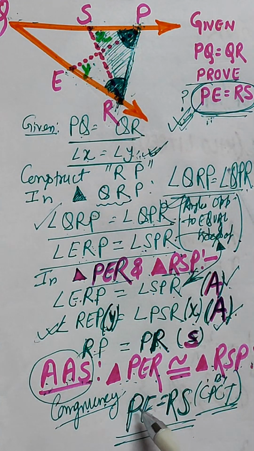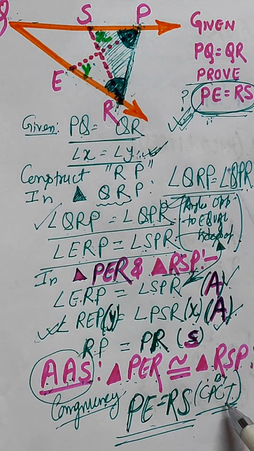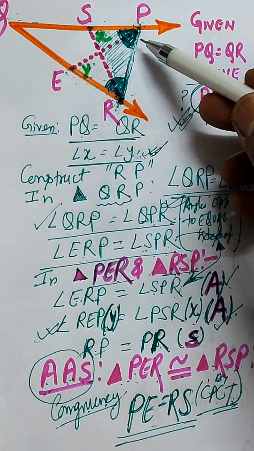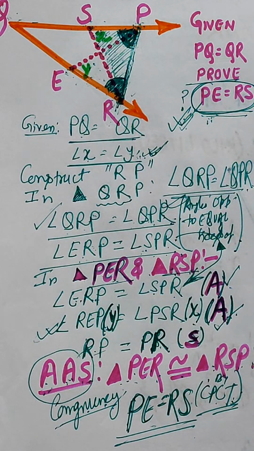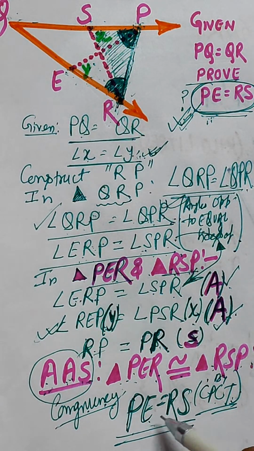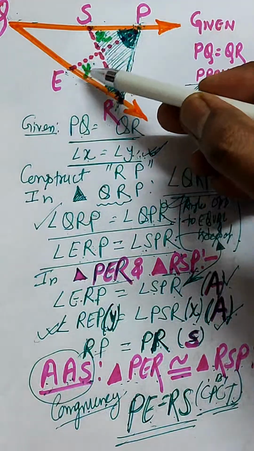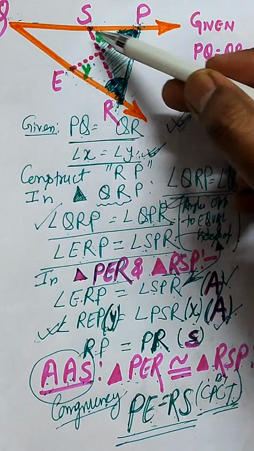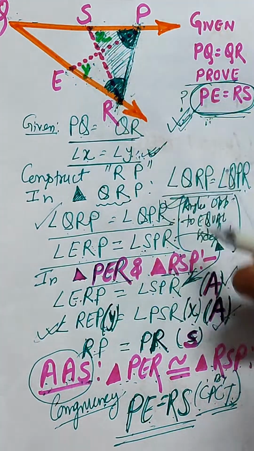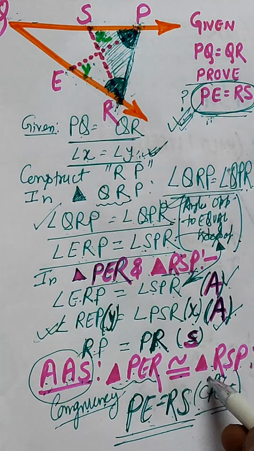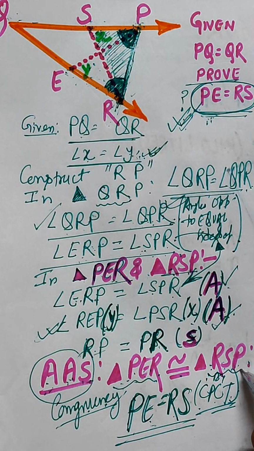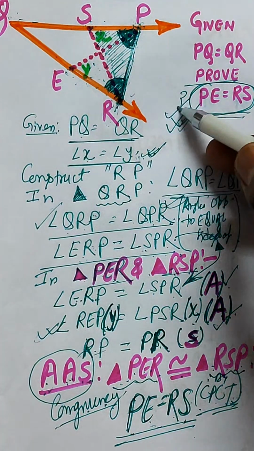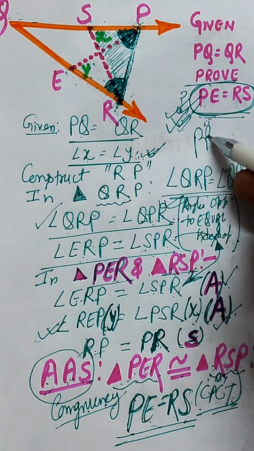So by the CPCT, that is corresponding parts of congruent triangles, okay, we can say that all the respective parts and angles will be equal. So we can say that PE equal to RS. PE is this dotted line and RS is this dotted line. And these two dotted lines are the sides of these two triangles, right? So we can say that PE equal to RS, and this is what was to be proved, and this is proved now.